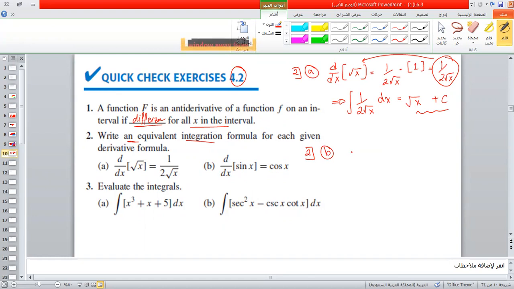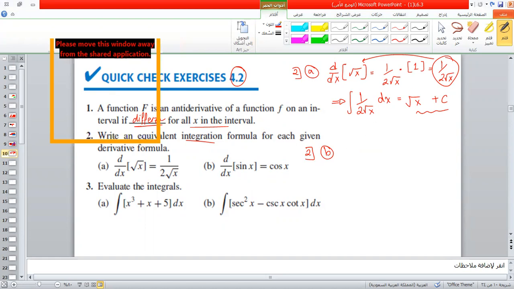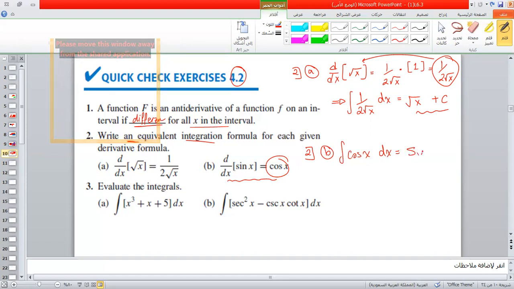Sir, can I give you the answer? Yes, what's the answer in question? Sine x. We were trying to find the integration. Sine x plus c. Yes, because the derivative of sine x is cosine x, so the integral of cosine x with respect to x is what? It is sine x plus c.